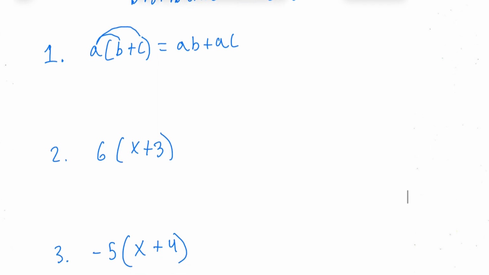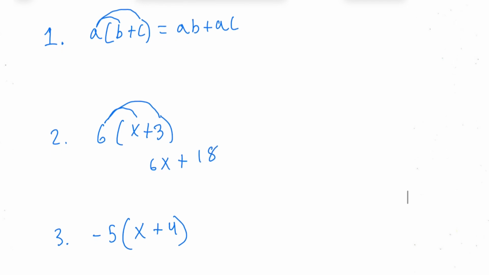So let's take a look at number 2 and see what we get. So we're just going to take the 6, I'm going to multiply it by the x. That'll give us 6x plus 6 times 3. That'll give us 18. Pretty easy so far.